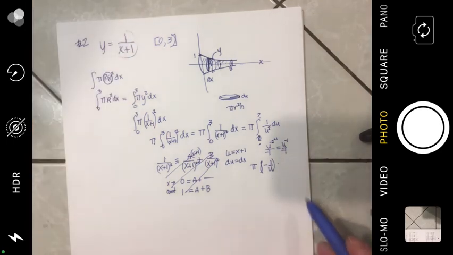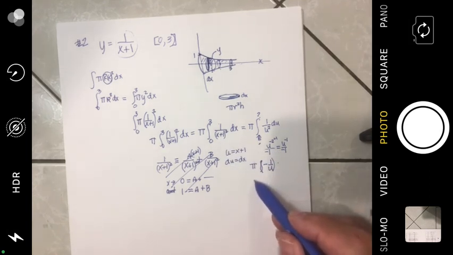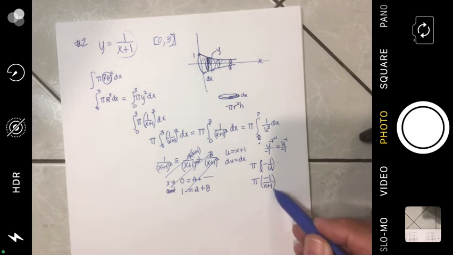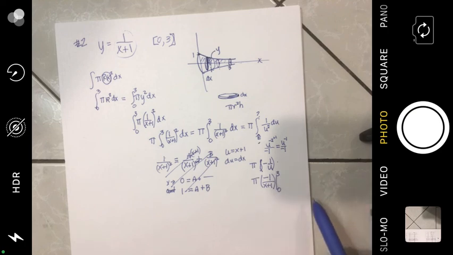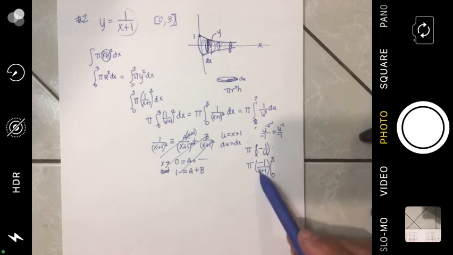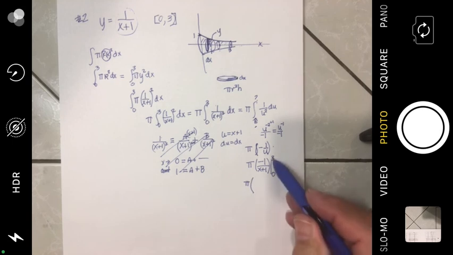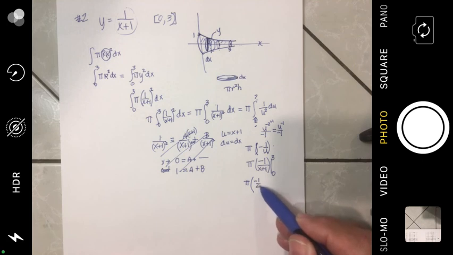Now, switching back to my x's, u was x plus 1. So I have minus 1 over x plus 1, evaluated, I'm back in x's, from 0 to 3. So I put in 3, you put the top one in first, so I get pi times, 3 plus 1 is 4, so I get negative 1/4.